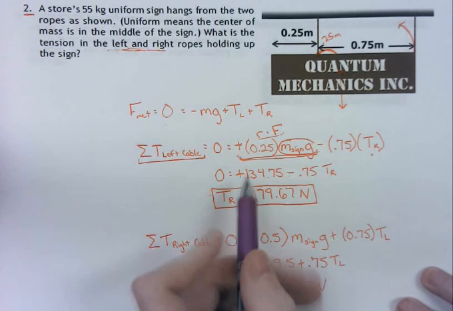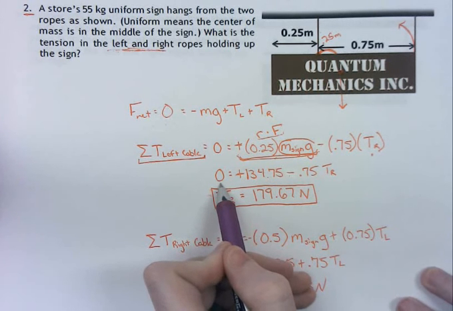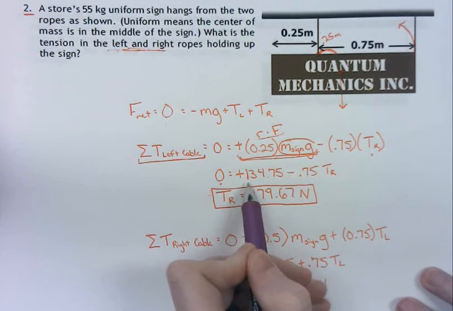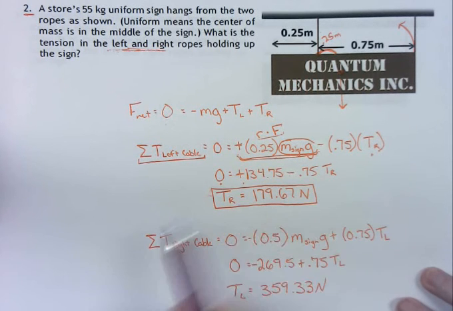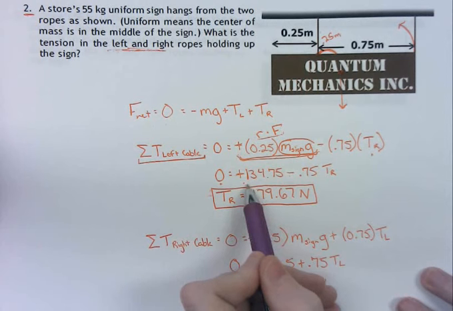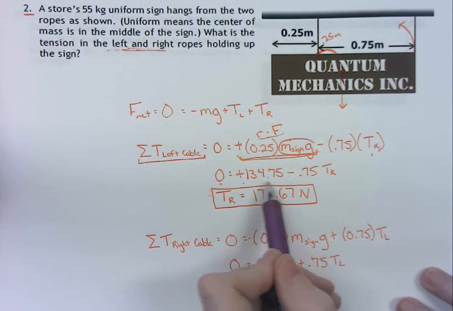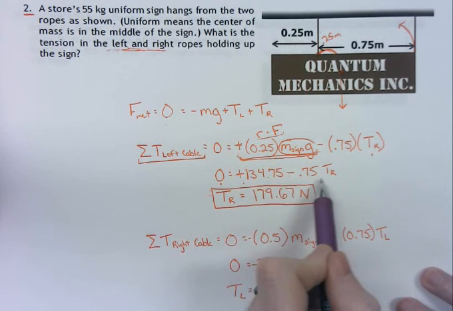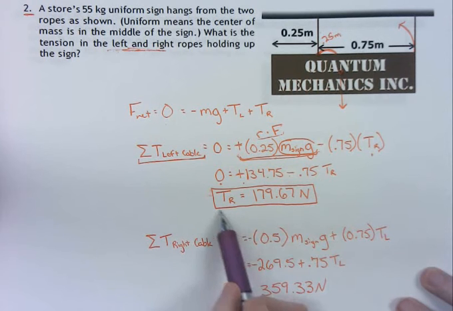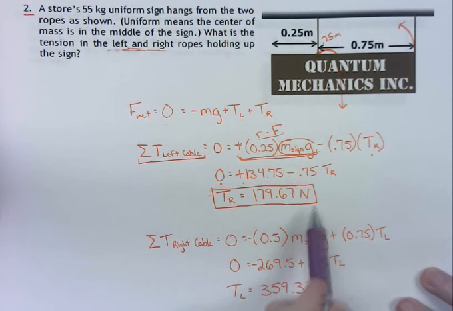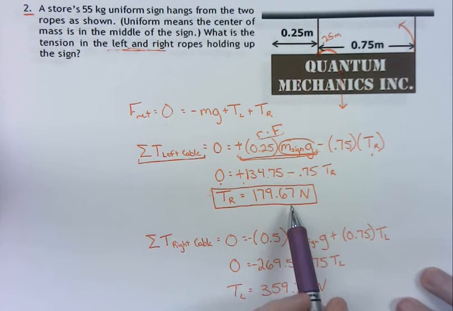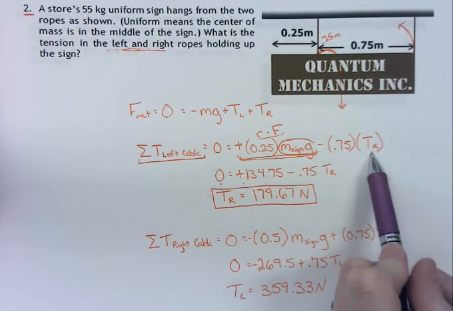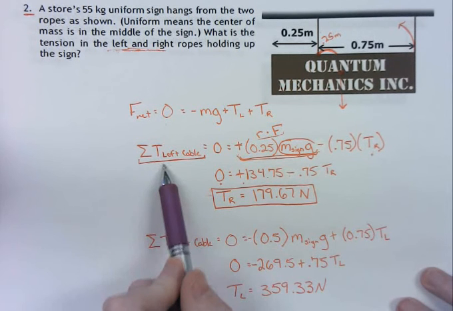So we go through. We still know it's in equilibrium, so that'd be 0 equals. We know this term right here, mg, is 55 times 9.8. I multiplied that by 0.25, and I got a positive 134.75 minus 0.75 TR. I get the tension in the rightmost cable is equal to 179.67 newtons. So I found the tension in the rightmost cable by looking at what's going on the left cable.